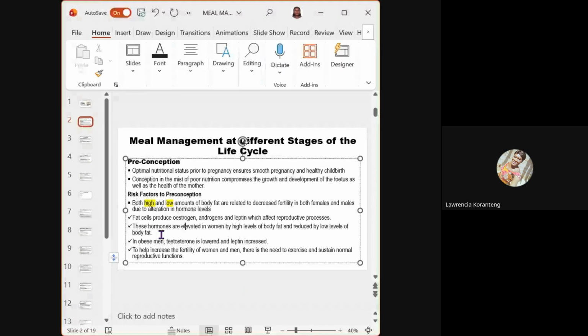So when they are very young, the infants in the first 6 months, they need 108 calories per kilogram of body weight. Then from 6 months to 12 months, they need 98 calories per kilogram of body weight.